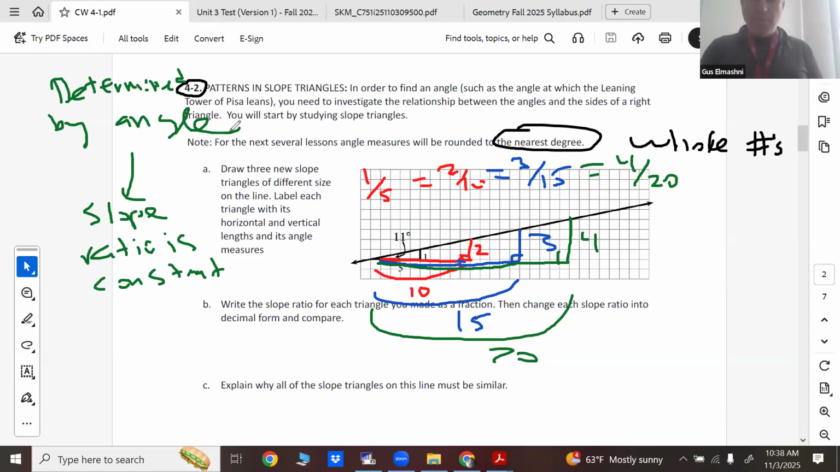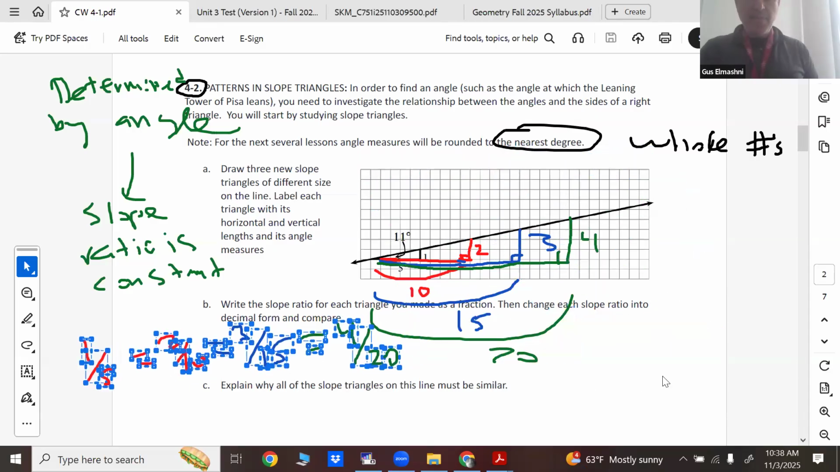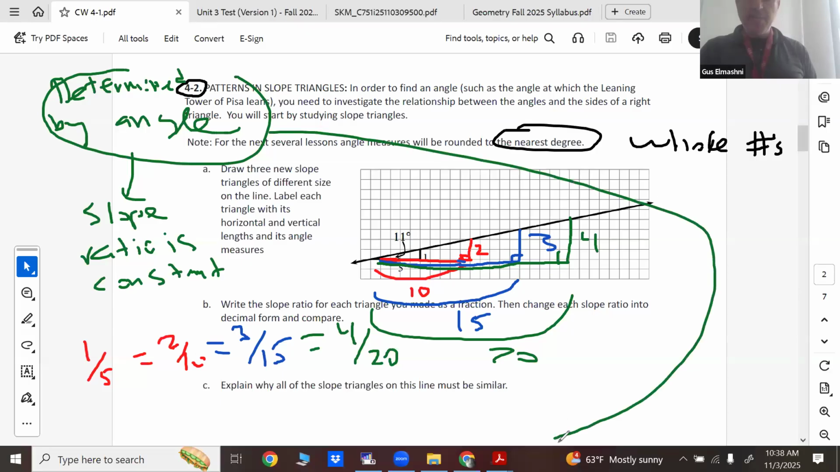Write the slope ratio for each triangle you made as a fraction. I already did that, I already did part B. That's done for us. In fact, I could just move it down here. Explain why all of them are similar. I already did that also. Determined by the angle. So we know that now. Sorry, I'm a little out of order, but it's determined by the angle, so that's why it's constant. Hopefully this is intuitive. Think about driving to Tahoe or walking on Valparaiso or going up the hill towards Highway 280.